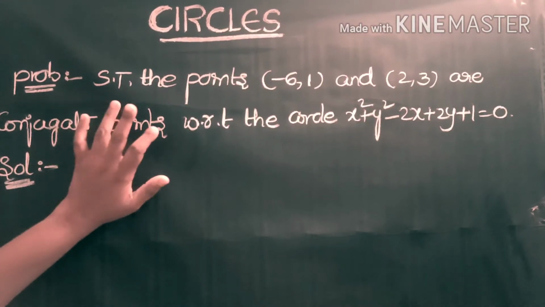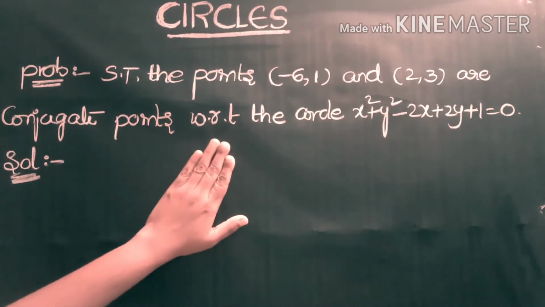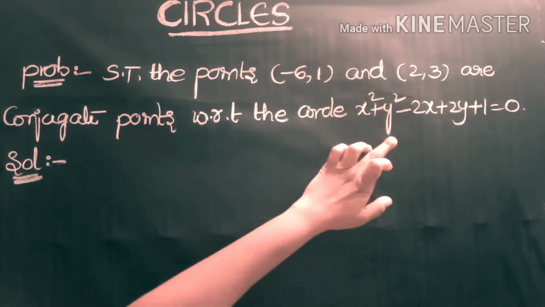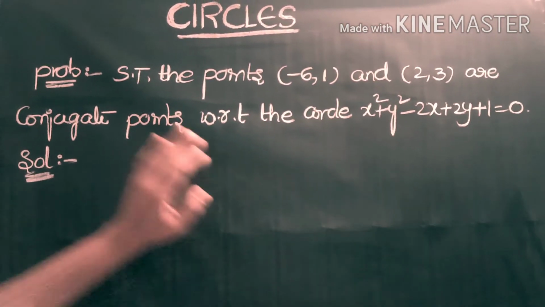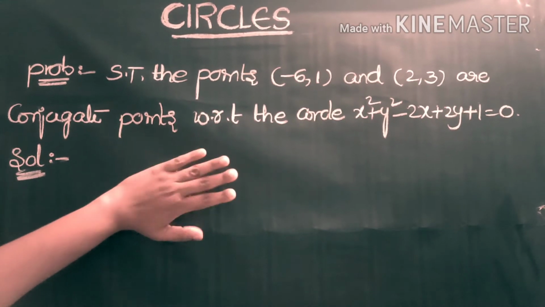Next problem. Show that the points (−6, 1) and (2, 3) are conjugate points with respect to the circle x² + y² − 2x + 2y + 1 = 0. Now what is the condition for conjugate points? S12 = 0.